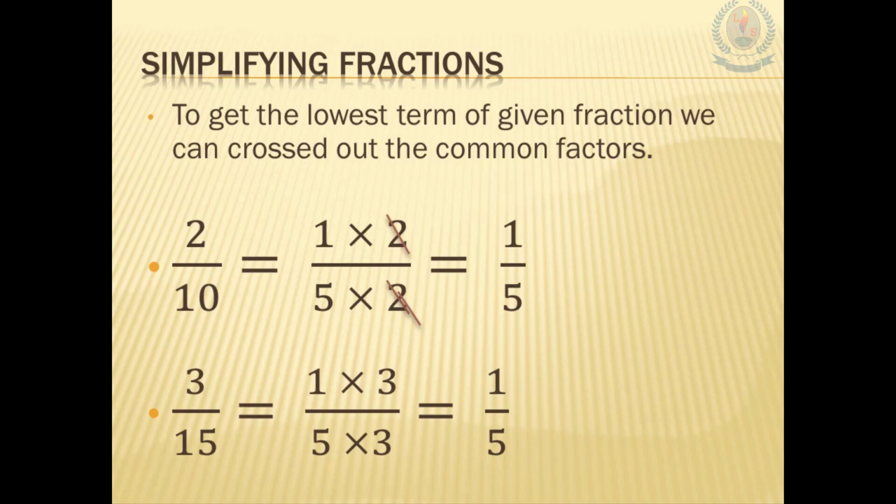Next example, 3 is the common factor for both 3 and 15. So you can write 3 as 1 times 3, 15 as 5 times 3. So you can cross out the common factor 3. Then you can get 1/5 as the simplest term of the given fraction.